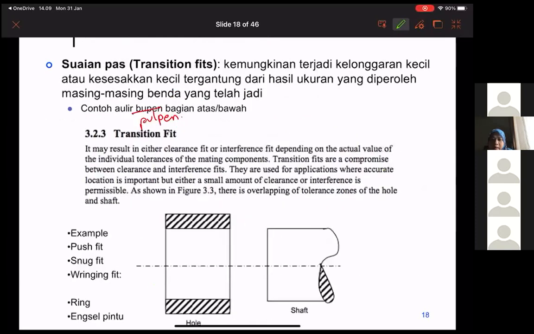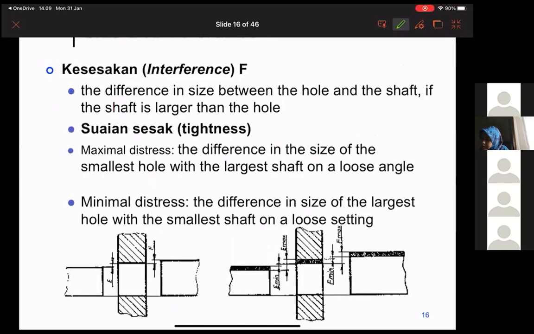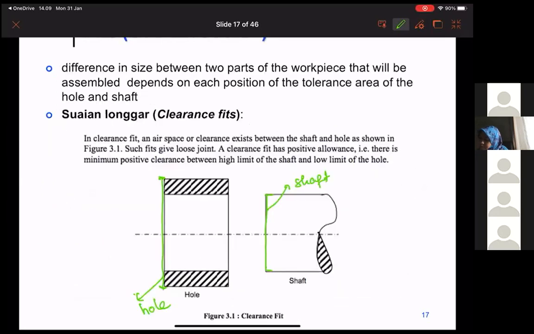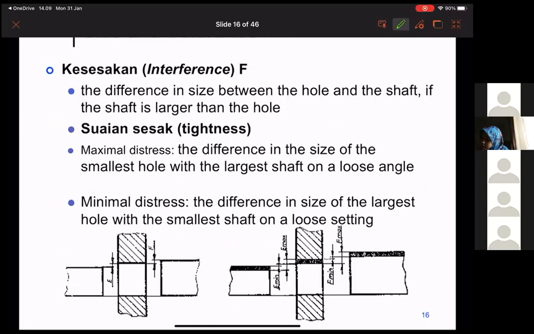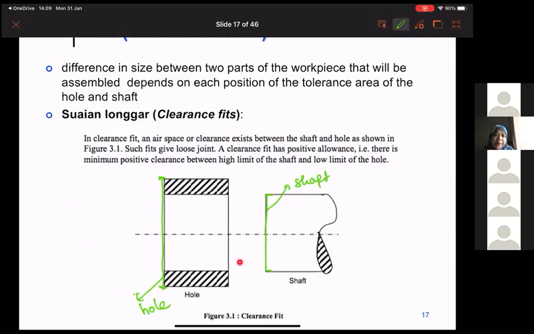I just have a question. Yes. What's the difference between clearance suit and clearance fit? I think it is the same. Sorry. In the slide, why is it repeated again? So this one is basically similar to this one. It's about the clearance, where the hole is much larger compared to the shaft.